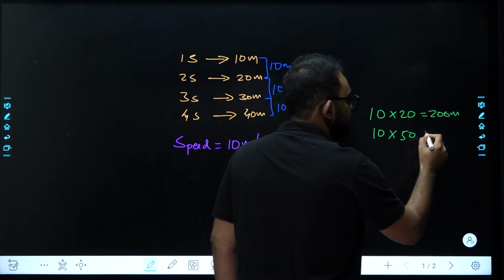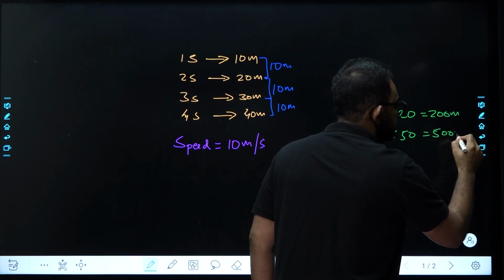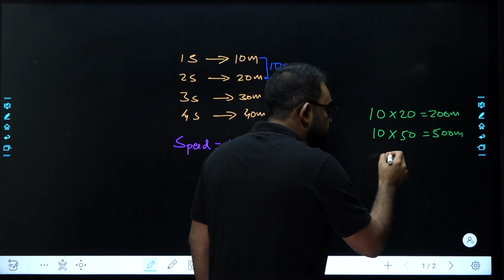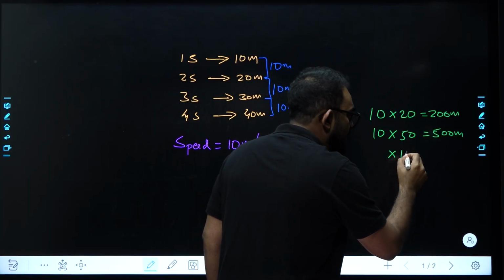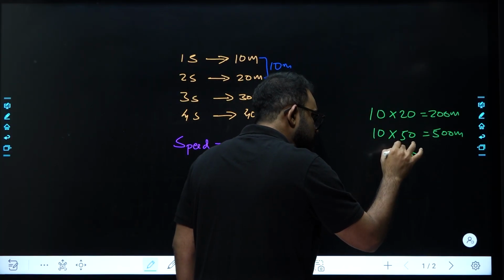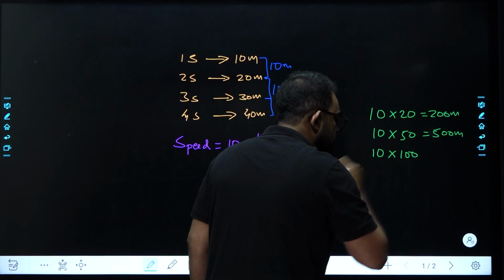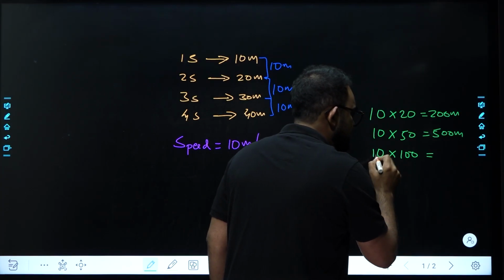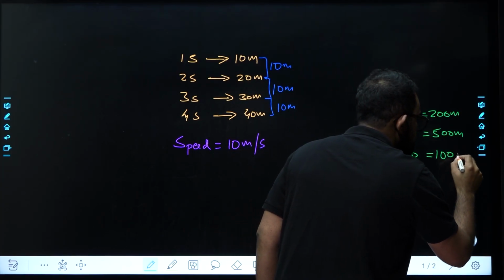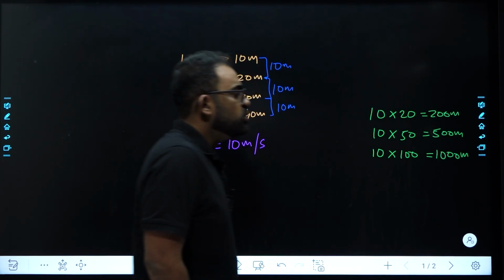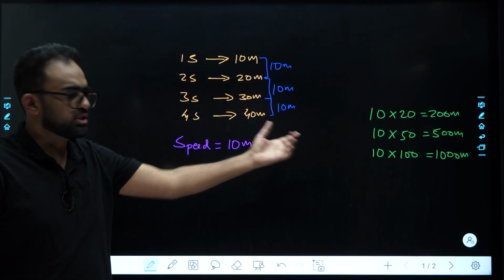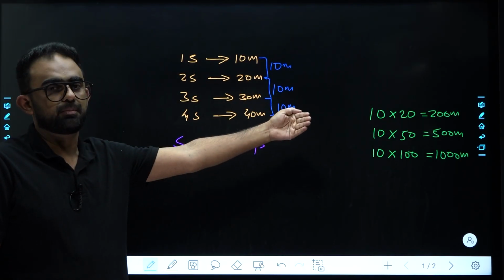That is 10 into 550, we will get 500 meter. Likewise, if you wanted to calculate the distance covered in 100 seconds, just multiply it by the shortcut, that is the speed of the cycle. That is 10 into 100, 1000 meter. Likewise, we can easily calculate it. The shortcut predicts the future.